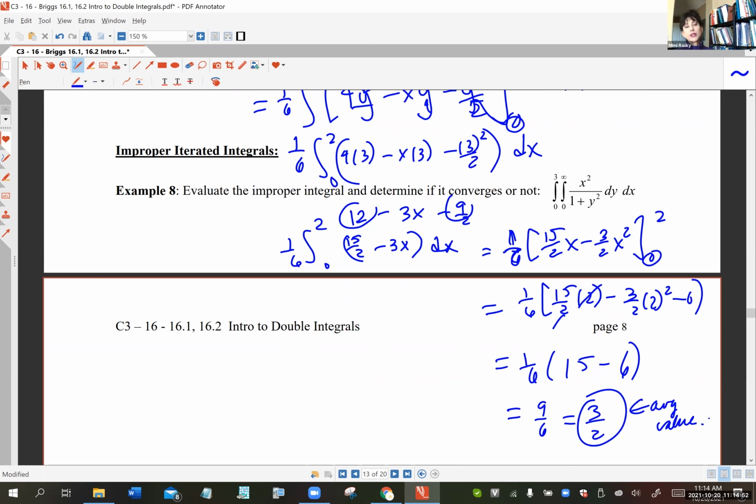Now, average value doesn't have to be positive. It could be positive, negative, or 0. But if you're finding an area or a volume, those results have to be positive. So don't get confused and say, oh, the teacher said I had to have this, and then you're putting words in my mouth, okay? All right, let's do improper integrals.